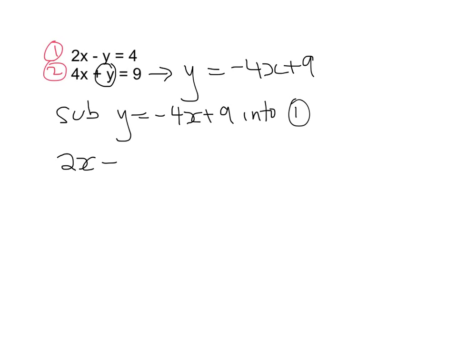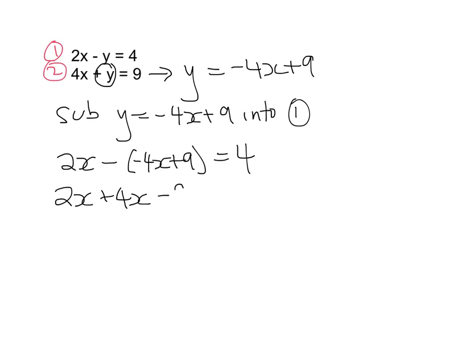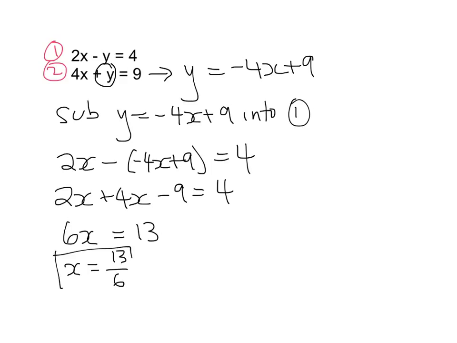So we get 2x minus negative 4x plus 9 is equal to 4. And we're just going to continue going. So 2x plus 4x minus 9 is equal to 4. 6x is equal to 13. So x is equal to 13 over 6. Wicked. Alright, let's check out the y value now.